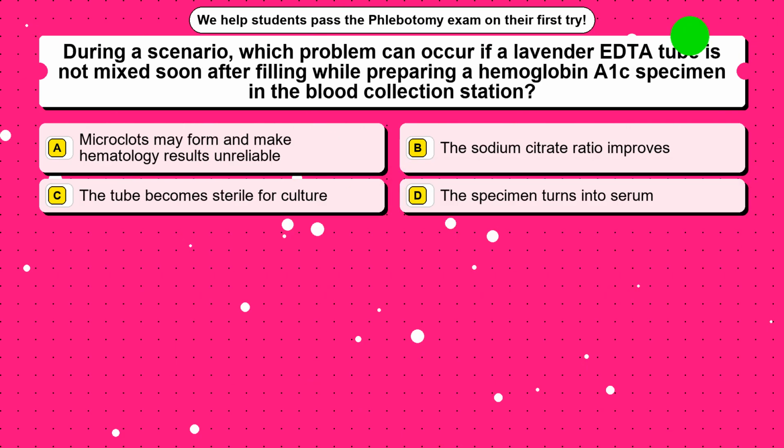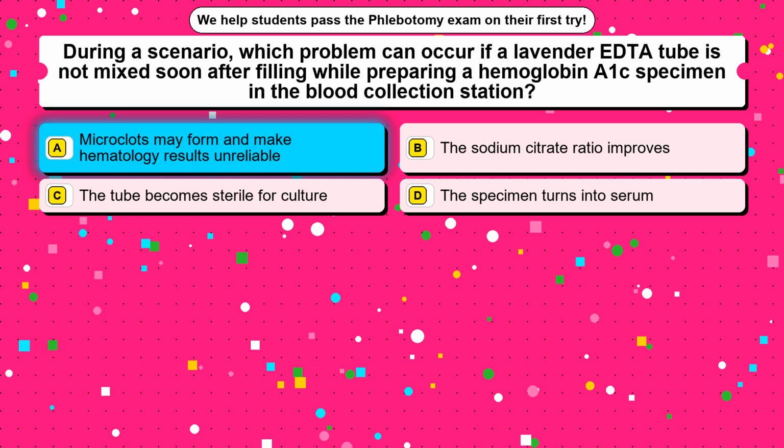Question 45. During a scenario, which problem can occur if a lavender EDTA tube is not mixed soon after filling while preparing a hemoglobin A1C specimen in the blood collection station? Option A. Microclots may form and make hematology results unreliable. Option B. The sodium citrate ratio improves. Option C. The tube becomes sterile for culture. Option D. The specimen turns into serum.